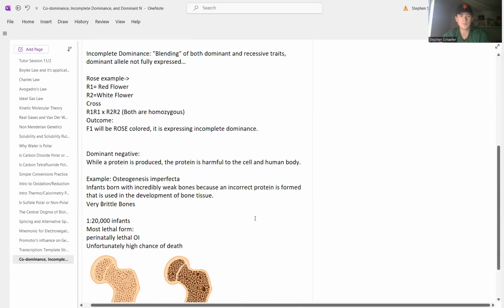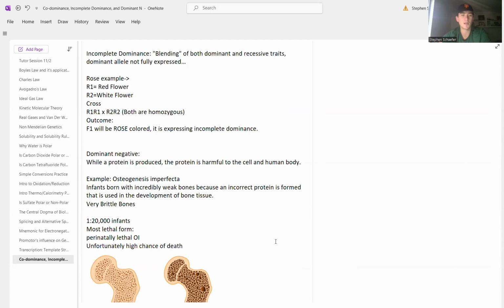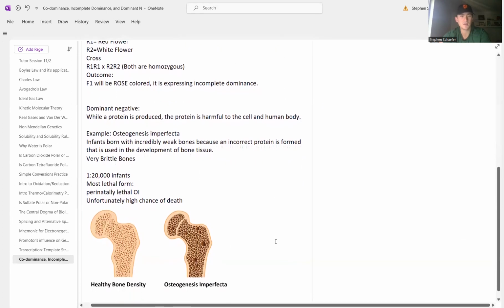While a protein is produced, the protein that's produced is going to be harmful to the human body and to the cell. So it's going to be counterproductive essentially. A good example is osteogenesis imperfecta. This is going to produce very brittle bones in infants and individuals. Infants are going to be born with incredibly weak bones because the protein is non-efficacious and it's incorrectly formed. And this protein is going to be used for bone tissue, specifically the spongy bone.